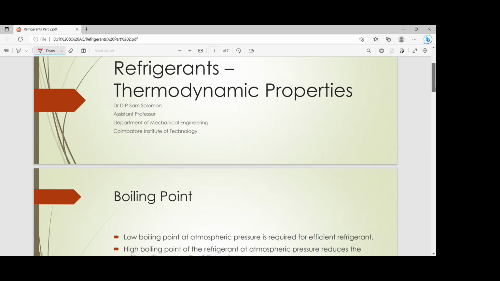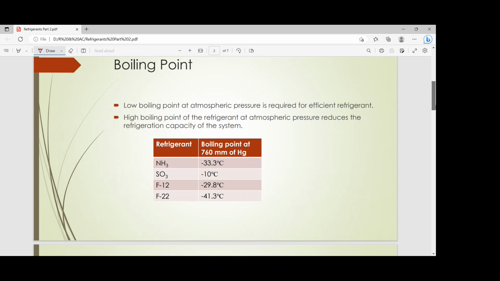And the first property is boiling point. The boiling point of the refrigerant should be as low as possible. So a low boiling point at atmospheric pressure is the preferable case when selecting a refrigerant. Okay, so why do I require a low boiling point? If the boiling point is low, the refrigerant gets vaporized very easily.